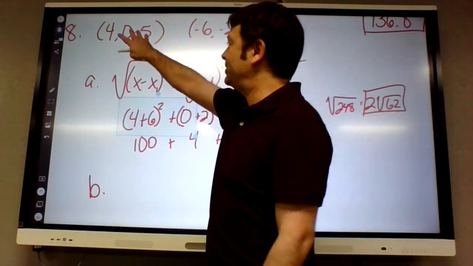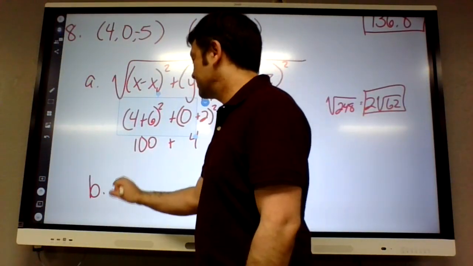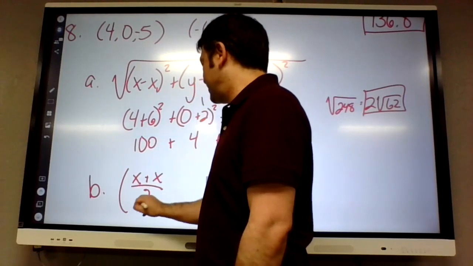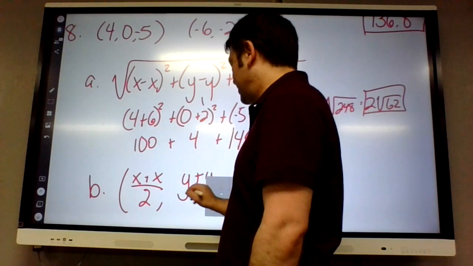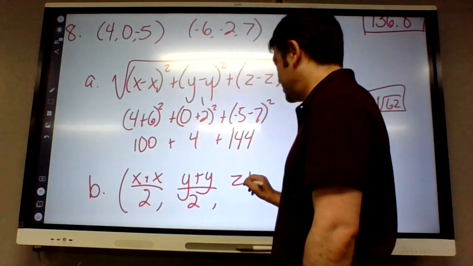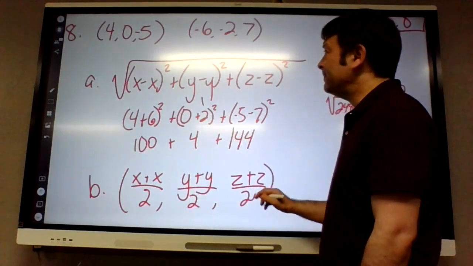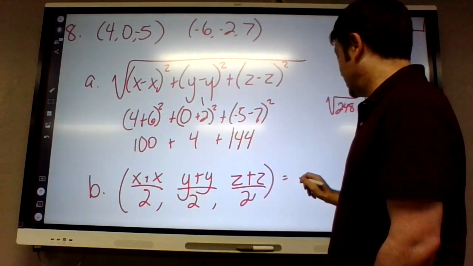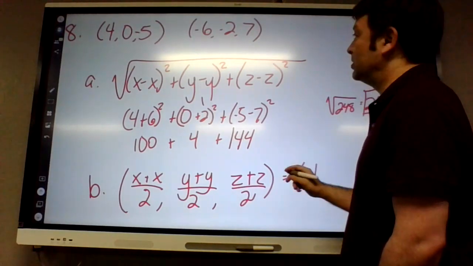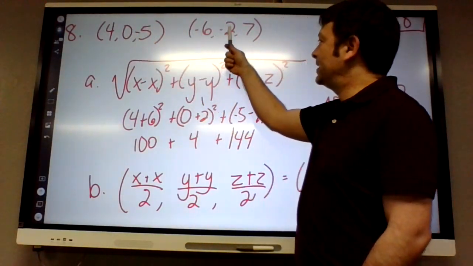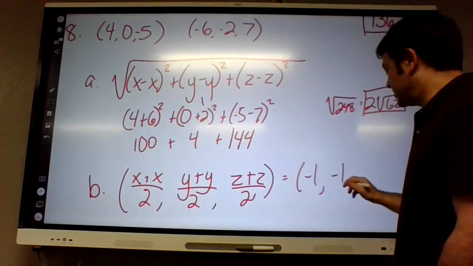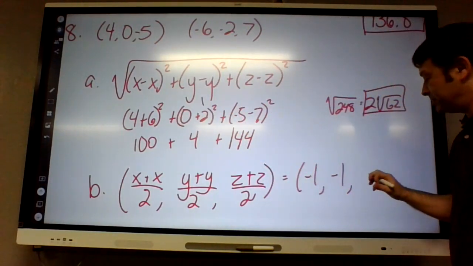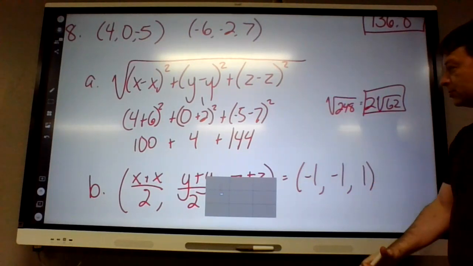Okay, the other question is midpoint. So how do we find the midpoint of 2 points? Add together and divide by 2. Right, you average the coordinates. So it's x plus x divided by 2, y plus y divided by 2, z plus z divided by 2. So 4 plus -6 is -2 divided by 2 is -1. 0 plus -2 is -2 divided by 2 is -1. -5 plus 7 is 2 divided by 2 is 1.